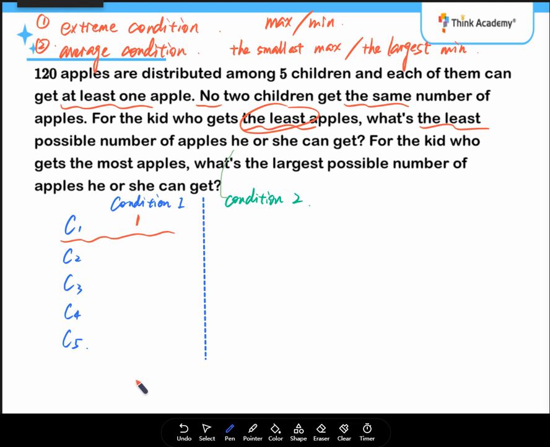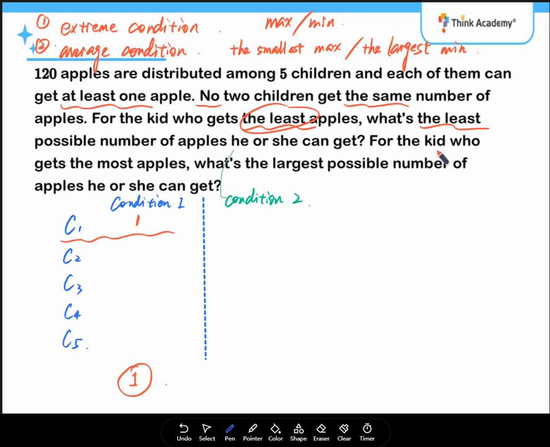Am I clear about the first answer? Right, okay. It may be a little bit too quick, right? Okay, but that's true. The smallest answer is 1. Okay. And for the second condition, let's take a look.